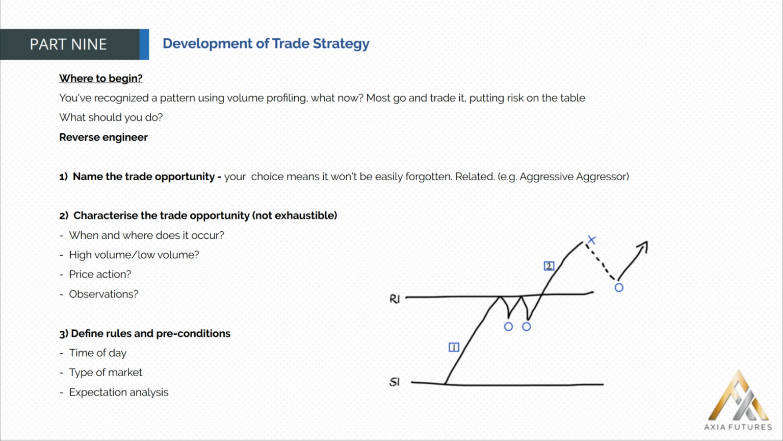So, what are some of the things you need to look out for when characterizing the trade strategy? Firstly, when and where does it occur? What time does it occur? Is there high volume or is there low volume in this trade strategy? What's the price action like? So how is the market moving? How are buyers and sellers responding in this trade strategy? What are some of the observations you can see within the strategy?